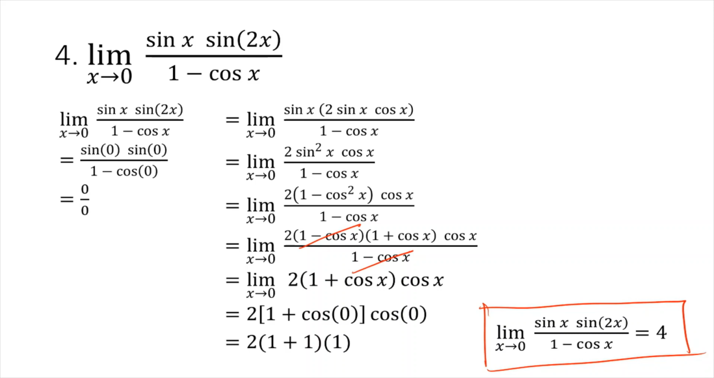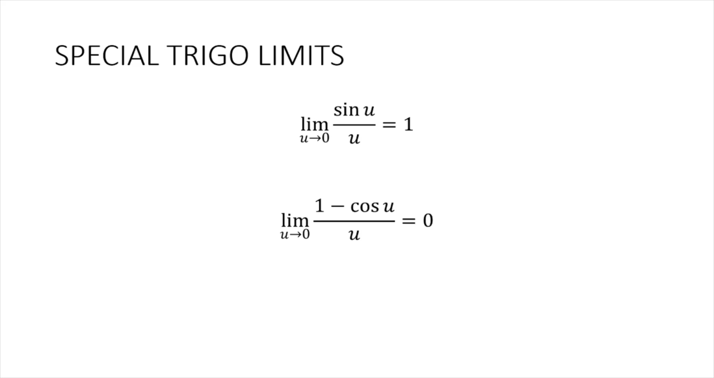Next, recall that we have another technique to solve trigonometric limits that result in indeterminate forms. We can apply special trigonometric limit theorems. We have two theorems. The first one is the limit of sine of u over u as u approaches 0. This is equal to 1. And the next one, the limit of 1 minus cosine of u over u as u approaches 0. This one is 0.